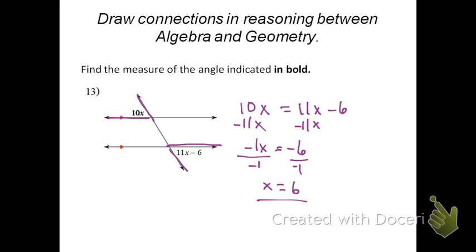Now, remember, now that we've advanced a little bit further, we're going to find the measure of the bold angle. So now let's figure out what this would be. Taking it to 10 times 6, we can find that this bold angle is 60 degrees. Sounds fair to me. That looks like a 60-degree angle.